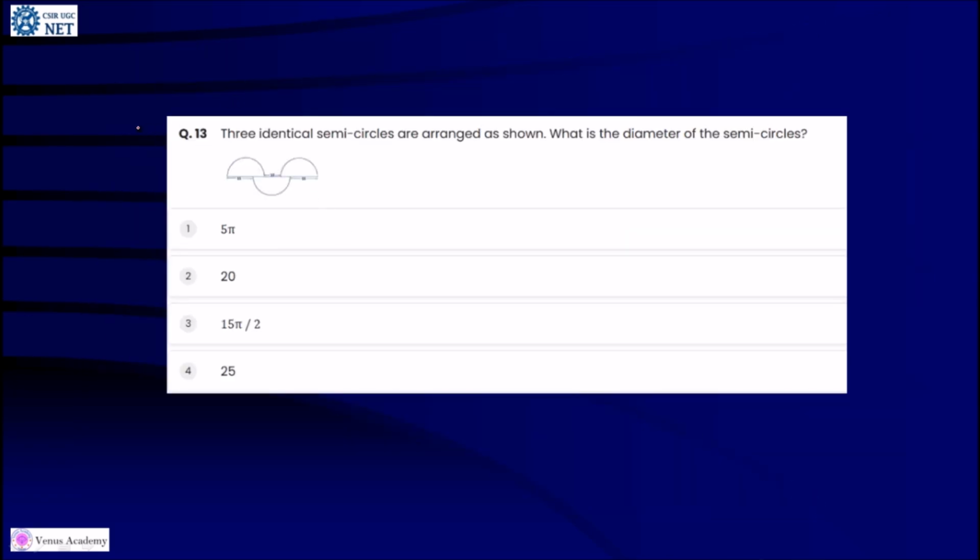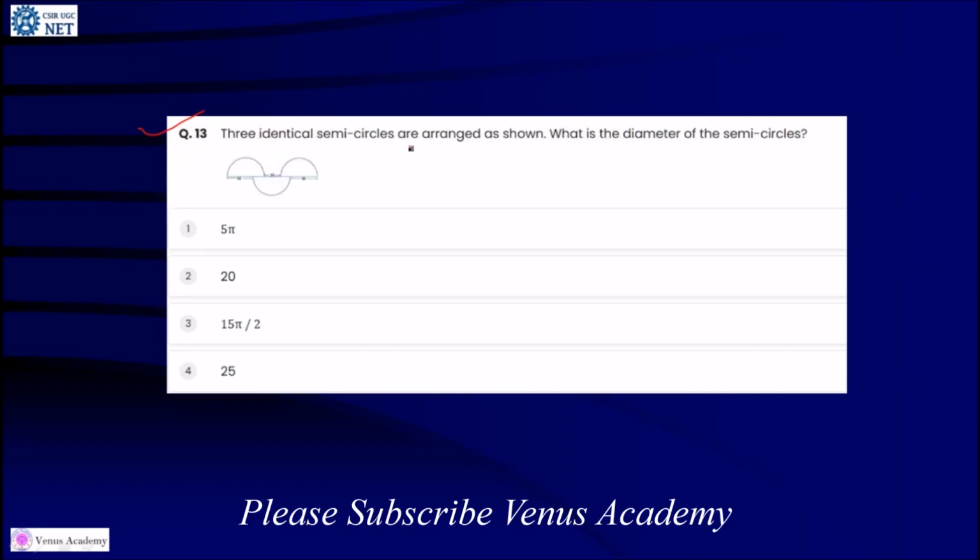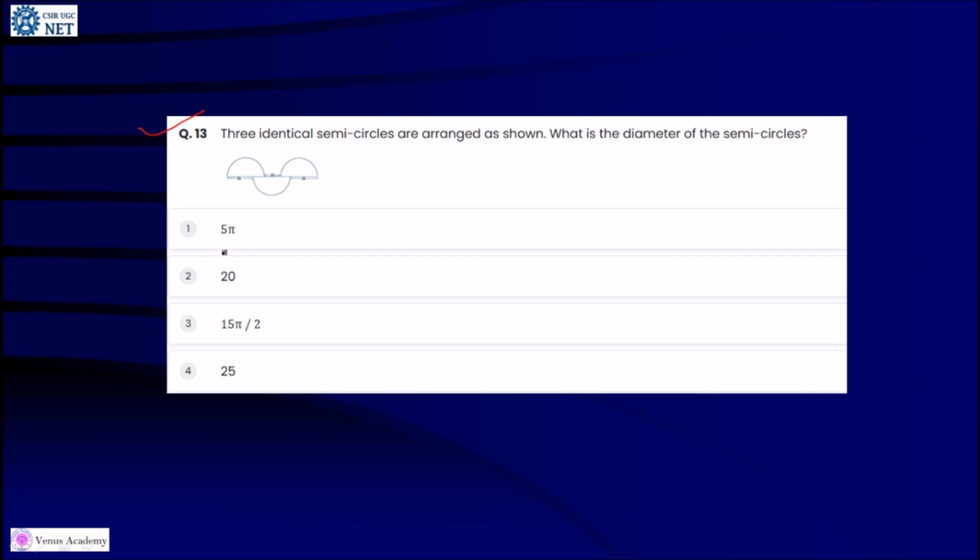Question number 13. 3 identical semicircles are arranged as shown. What is the diameter of the semicircles? 5 pi, 20, 15 pi by 2 and 25. Option number 2, that is 20, is the correct option, students.